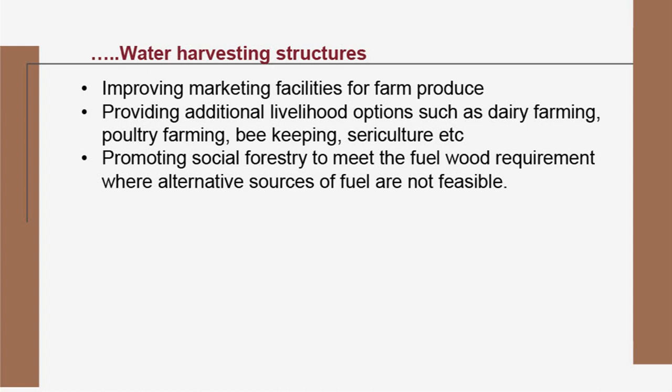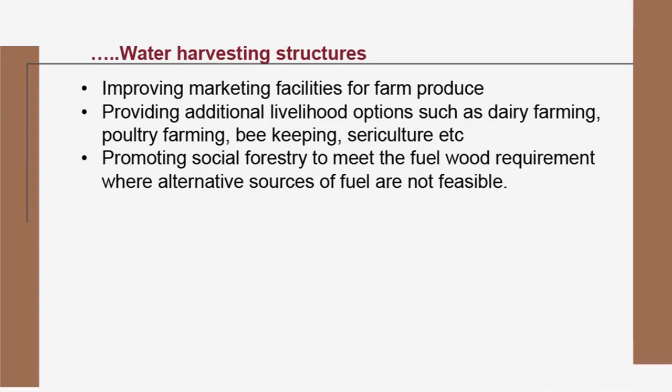Promoting social forestry to meet the fuel wood requirement where alternative sources of fuel are not available. Not just social forestry, it should be agroforestry also. Through social forestry, people can use common lands. Sometimes in villages or rural areas, certain common lands are there, where all the villagers have equal, full right, but they are to be used by the community. So on those community lands, some forestry can be done, some trees can be planted, that can be useful for supply of local fuel wood, etc.